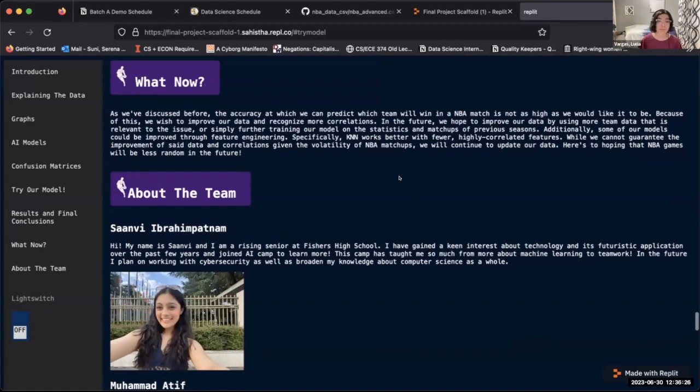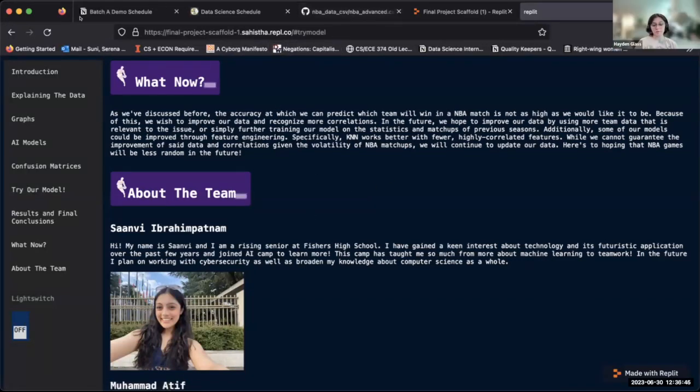In the future, we hope to improve our data by using more team data that is relevant to the issue, or simply further training our model on the statistics and matchups of previous seasons. Additionally, some of our models could be improved through feature engineering. Specifically, KNN works better with fewer, highly correlated features.